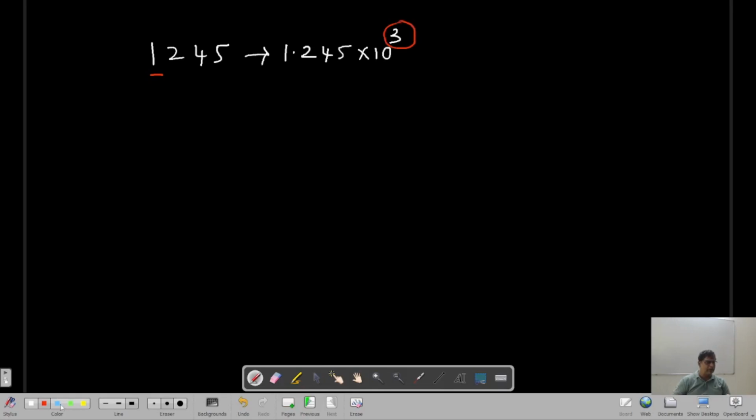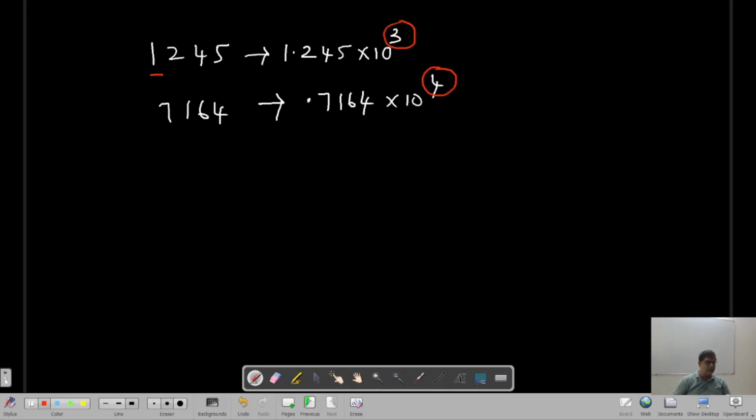Now you have another number which is 7164. How to represent this in power of 10? Put the decimal before the first digit and express it as a power of 10. So this is 0.7164 into 10 raised to 4. So you look at the power of 10, which is 4. So the order of magnitude of this number is 4.